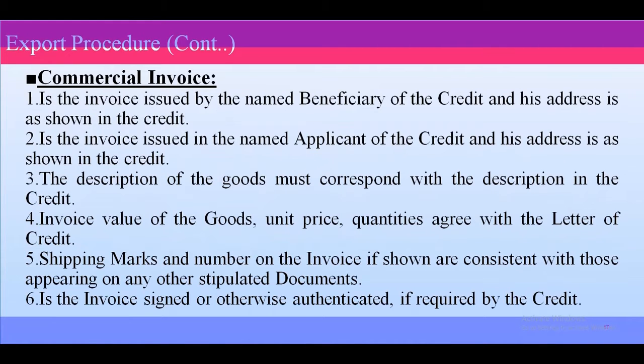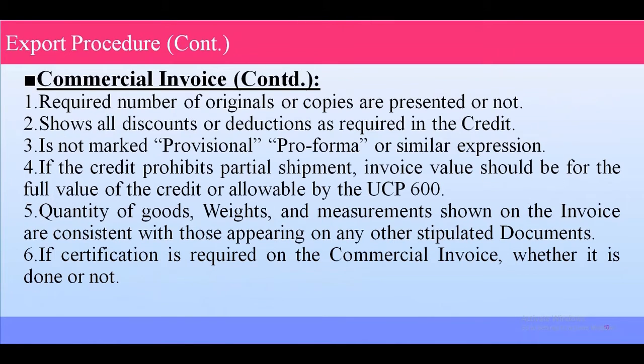Commercial invoice. 1. Is the invoice issued by the named beneficiary of the credit, and is his address as shown in the credit? 2. Is the invoice issued to the named applicant of the credit, and is his address as shown in the credit? 3. The description of the goods must correspond with the description in the credit. 4. Invoice value of the goods, unit price, and quantities agree with the letter of credit. 5. Shipping marks and numbers on the invoice, if shown, are consistent with those appearing on any other stipulated documents. 6. Is the invoice signed or otherwise authenticated, if required by the credit? 7. Required number of originals or copies are presented or not. 8. It shows all discounts or deductions as required in the credit.